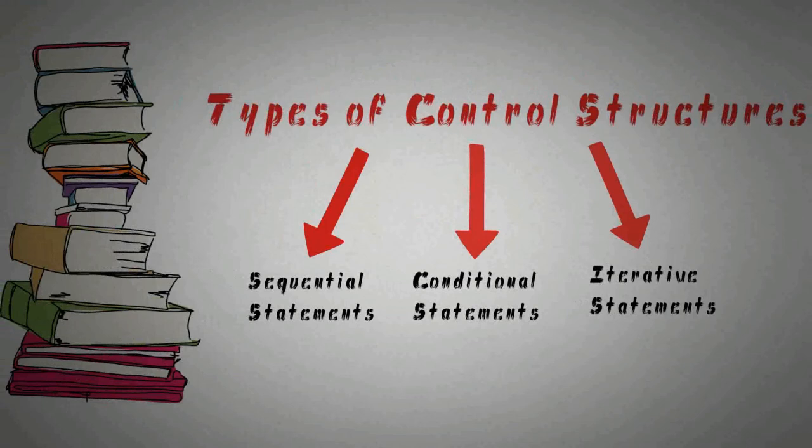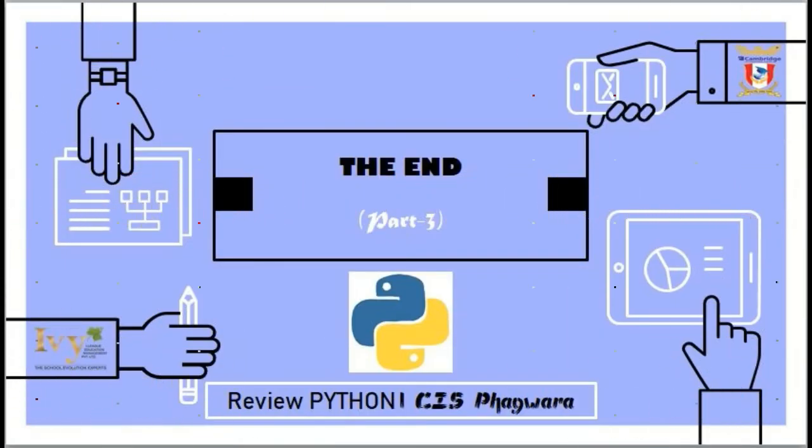Whereas iterative statements mean to perform a particular task again and again by giving a very minute change in it. The basic conditional statements that we have in this chapter will be done in the next chapter. I hope you all understood the concepts.